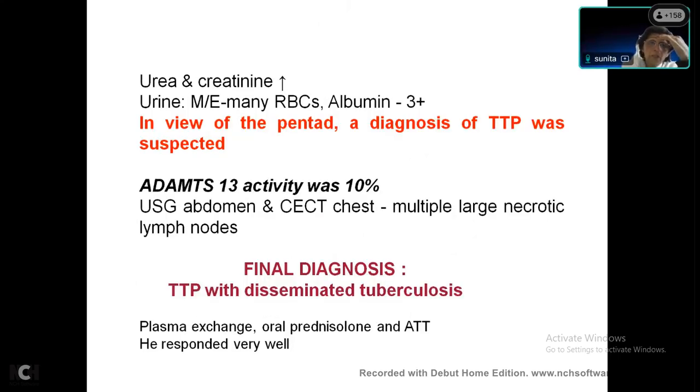So in this patient, serum creatinine is raised. Urine showed RBCs and albumin 3+. So in view of the pentad, a diagnosis of TTP was suspected. So ADAMTS13 activity was 10% and ultrasound shows multiple large necrotic lymph nodes. So final diagnosis of TTP with disseminated tuberculosis was made. Plasma exchange, oral prednisolone and ATT was given, and he responded very well.